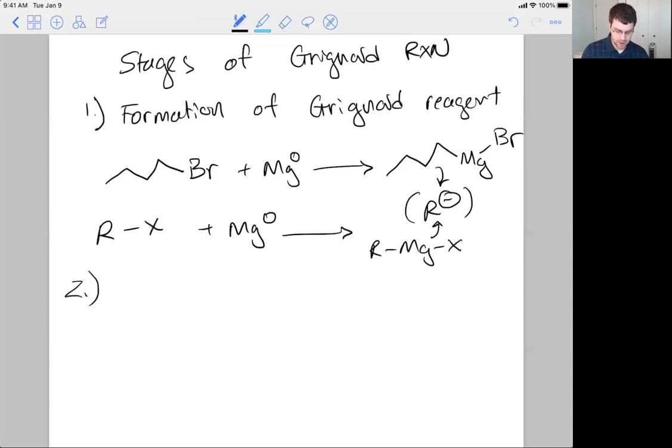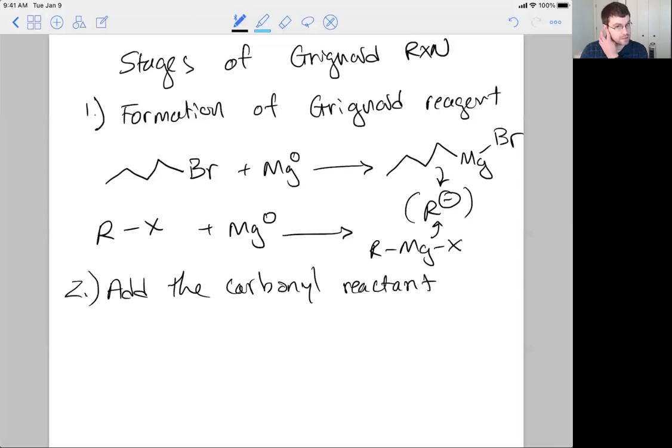In step 2, we add the carbonyl reactant. We usually don't have the carbonyl reactant present at the outset of the reaction when we're forming the Grignard reagent. We add the magnesium and the haloalkane, let them stir and mix and form the Grignard reagent. They form a nice cloudy solution. And then we add the carbonyl reagent.